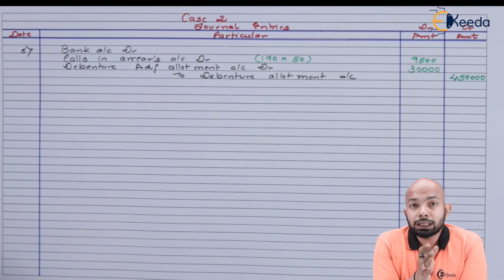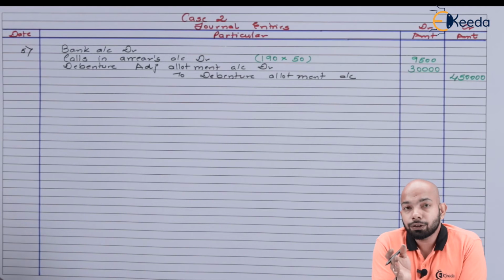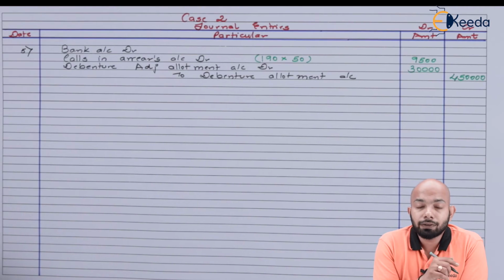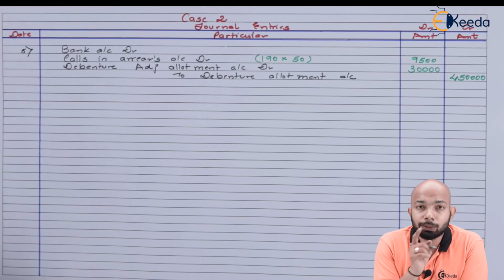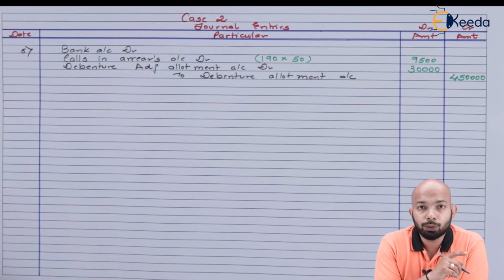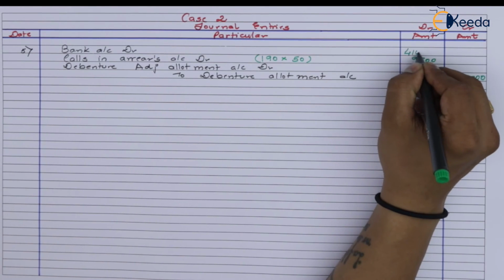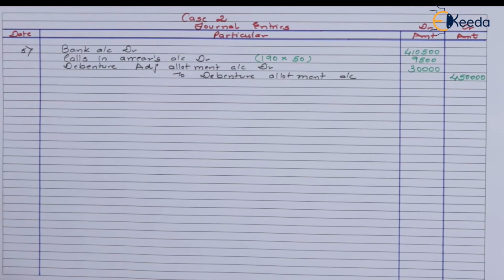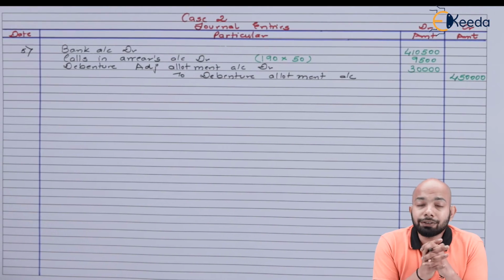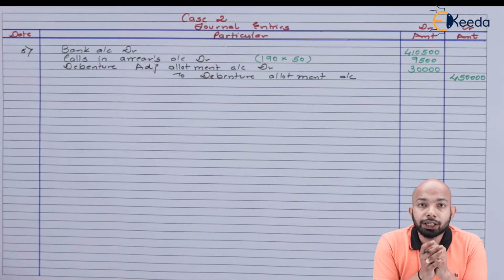So the total amount here is 190 into 50, which will give you a total of 9,500. Now, whatever balance is left will be the amount that we have received in our bank account. So the total amount that we have received here is 4,10,500. Let's mention the narration here.